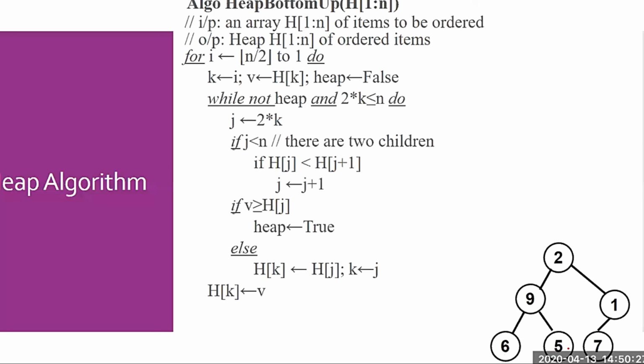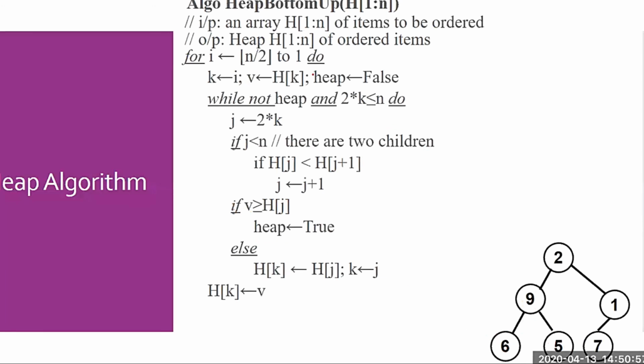Okay, so j we are making it as 2 into k. It will give me the left child of my parental node. Left child of my parental node, I take it as j and check if it's less than n. That means if there are 2 children. If it's equal, that means there's only one child. Like here, for 7, there will be only one child, so that means it will be equal to n. Otherwise, it will be less than n. So this is to check if there are 2 children.